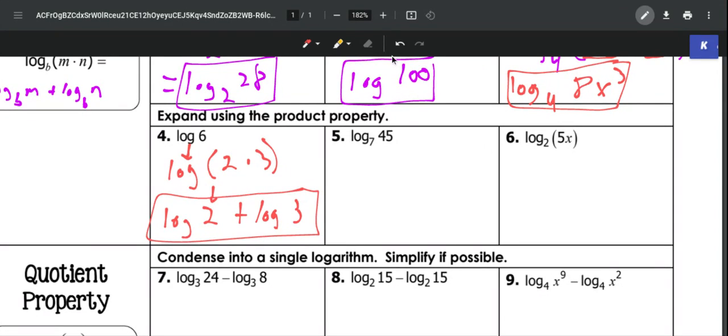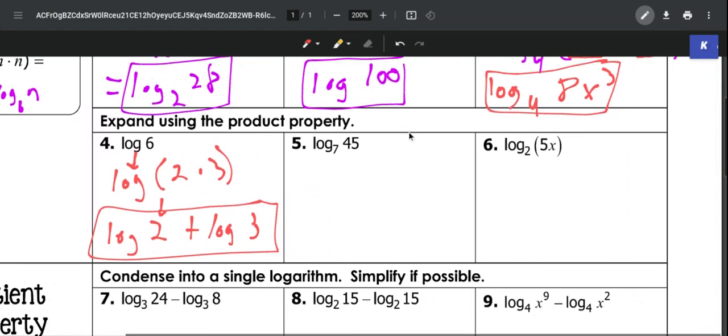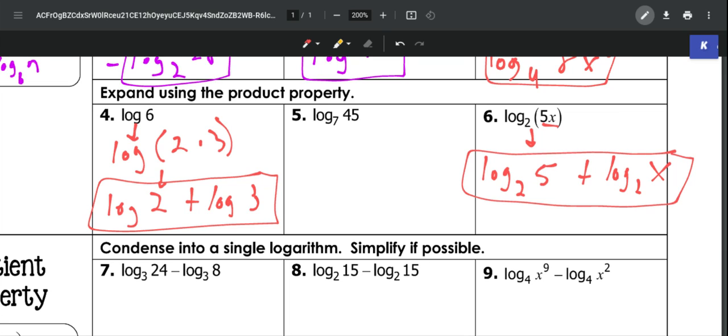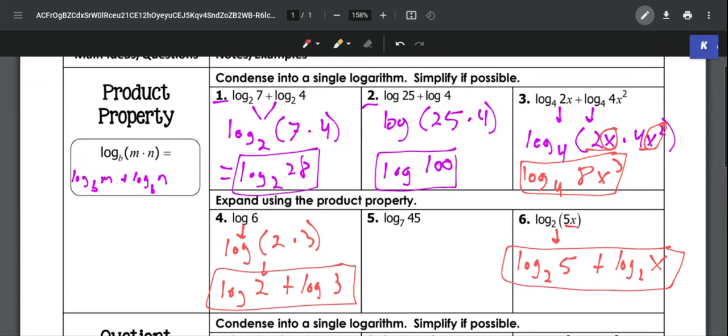Well, let's look at number 6 to try to save you some time. So number 6, we have log base 2 of 5x. If we want to break that down, here we have 5x, which is saying 5 times x. So we'll have log base 2 of 5 plus log base 2 of x. Essentially all we have to do is say that those two are added, but they each have to have that same log base 2 portion at the front. So that's your product property.